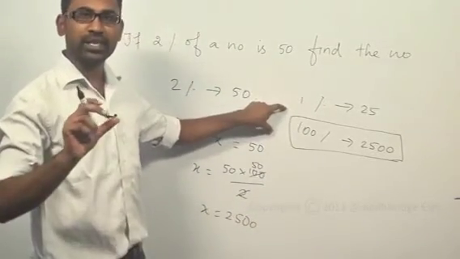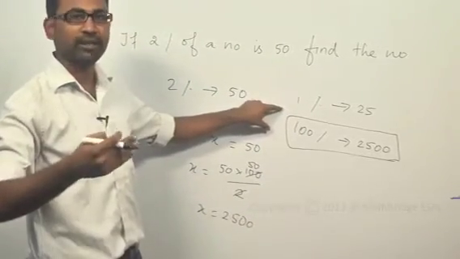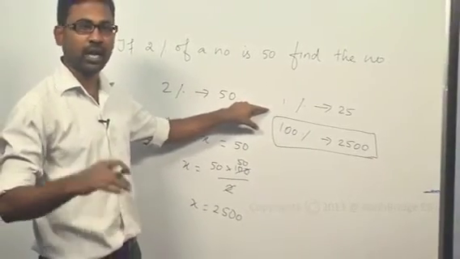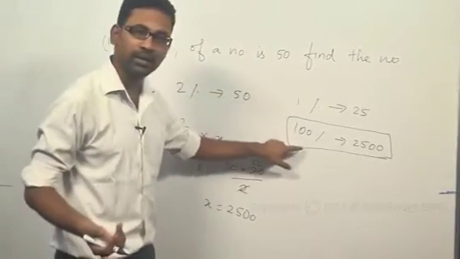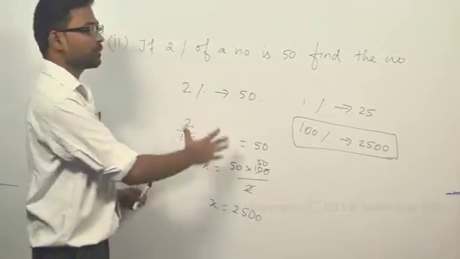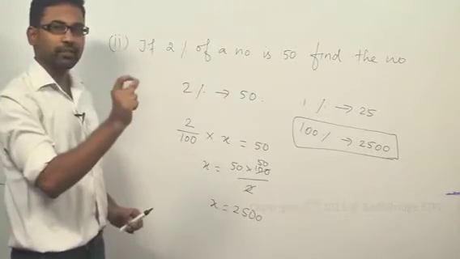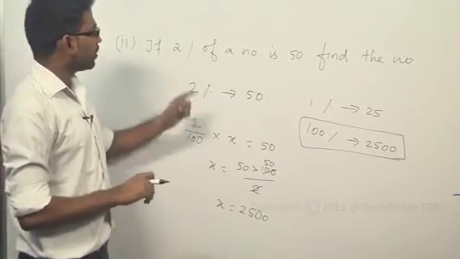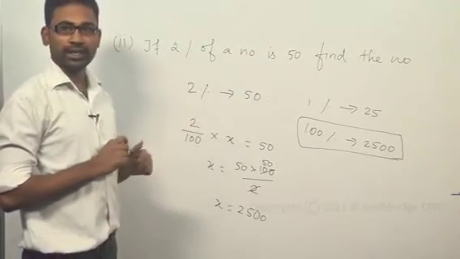Whatever the percentage may be, you can reduce to 1%, and then whatever is needed, it may be 65% or 35%, accordingly you just have to multiply, that's it. So this is the second type of example: if a certain percentage of a number is given, you find the number. We'll move on to the third example.